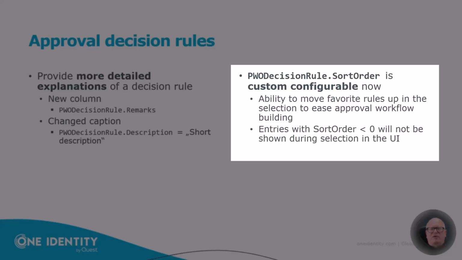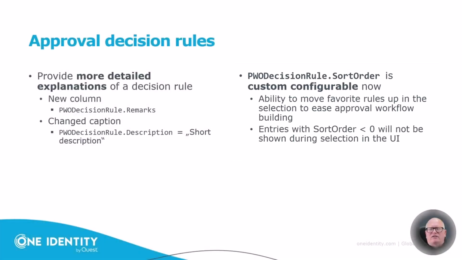That means if you just assign values from 1 to n to your list items, the list will be displayed in that order. There is one exception, and this is a value smaller than 0. In this case, this item will be hidden. That means it will not be displayed in the selection. So that scenario does support 2 things. On the one hand side, it configures the sort order of your decision rule selection list. And secondly, it allows you to disable decision rules you don't want to see in that dropdown.